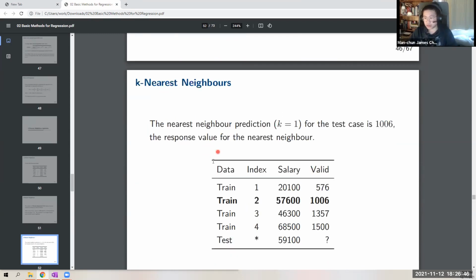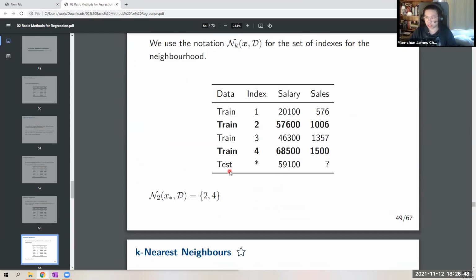Okay, and we have k nearest neighbors. With k nearest neighbors, you just take the average of your neighborhood. It's important that you know how to make your predictions here. So let's just say that your training data point is that your salary is equal to, let's say, 10,000. So you look at your nearest neighbors.